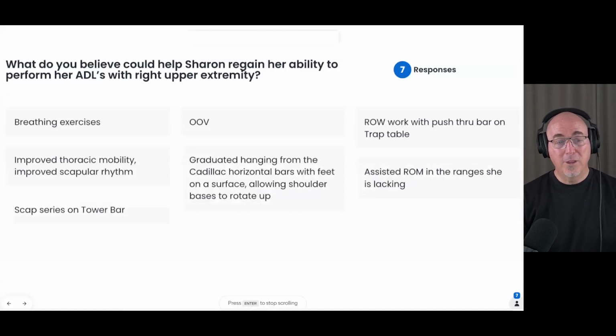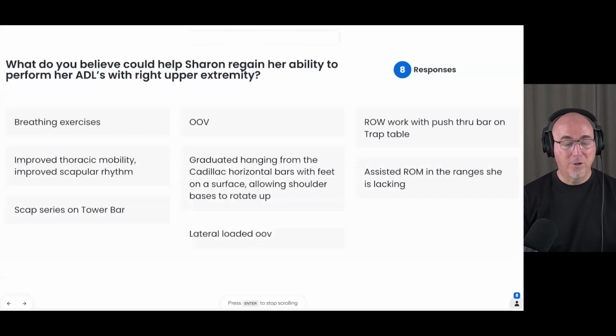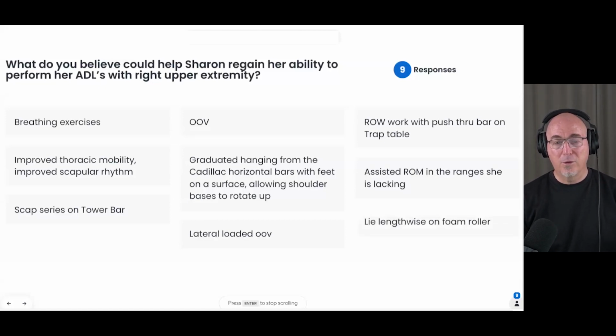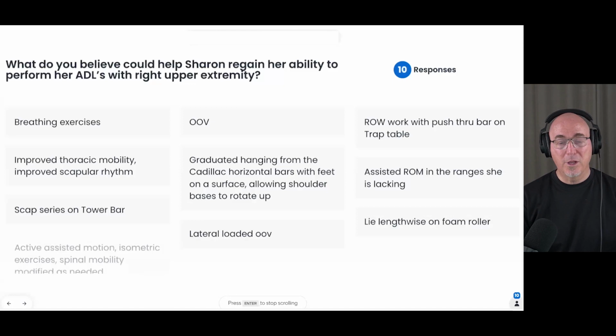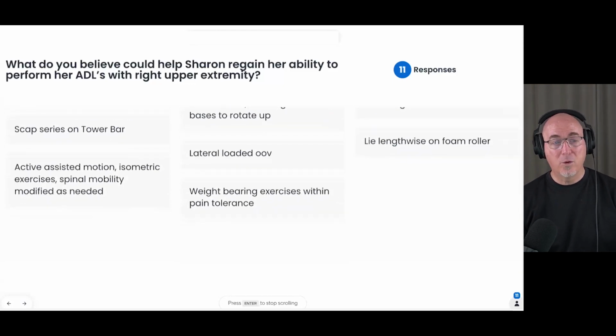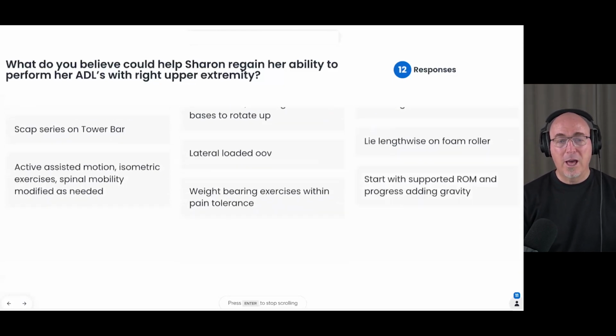So I see breathing exercises. Thank you so much, whoever said breathing exercises. I'm thinking that the OOV is a fantastic way of, we talked a little bit about the spine fitter, but the OOV in particular, it's just amazing at restoring thoracic mobility and getting a sort of a myofascial release as well. I see improved thoracic mobility and scapular rhythms, if that is the focus, and tower bar, lateral loaded OOV.